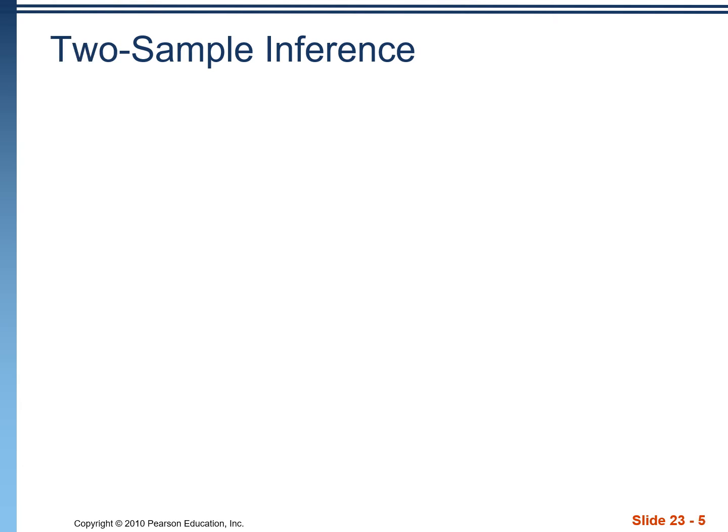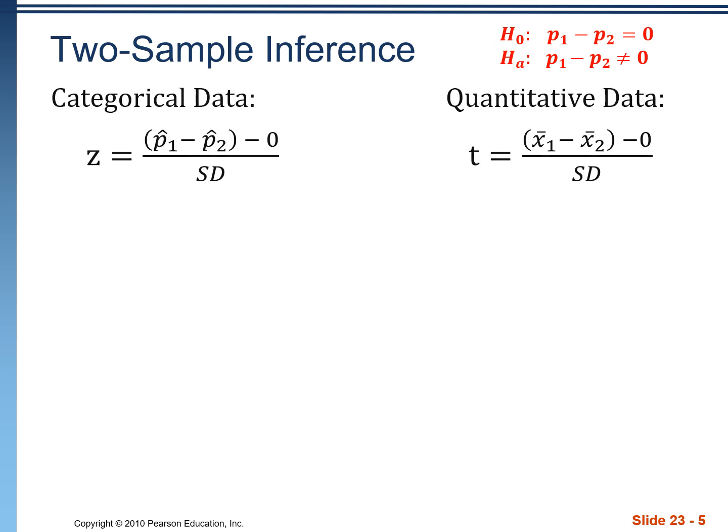Two sample inference equations are more complicated. So let's start off with null hypotheses. If we have two samples, let's say it's categorical data, we would start off with a null hypothesis, and the null hypothesis always says the same thing. It says that our two population parameters, proportion 1 and proportion 2, are equal. Our alternative, in this case, I have it saying that they're not equal to, but it could be less than, it could be greater than.